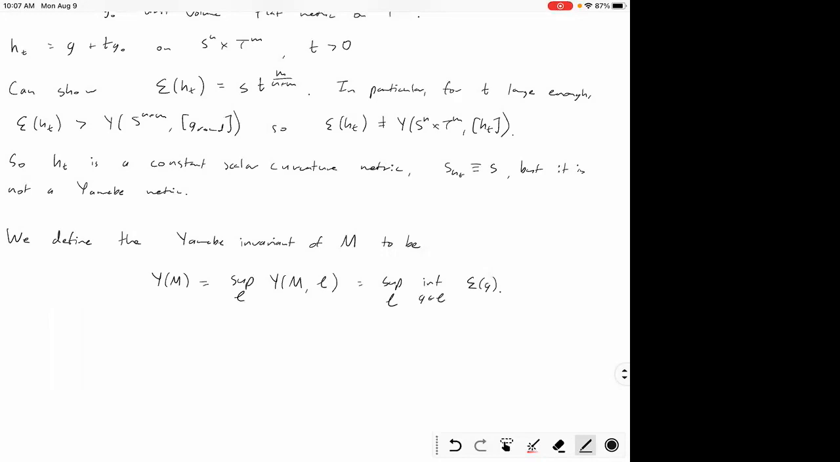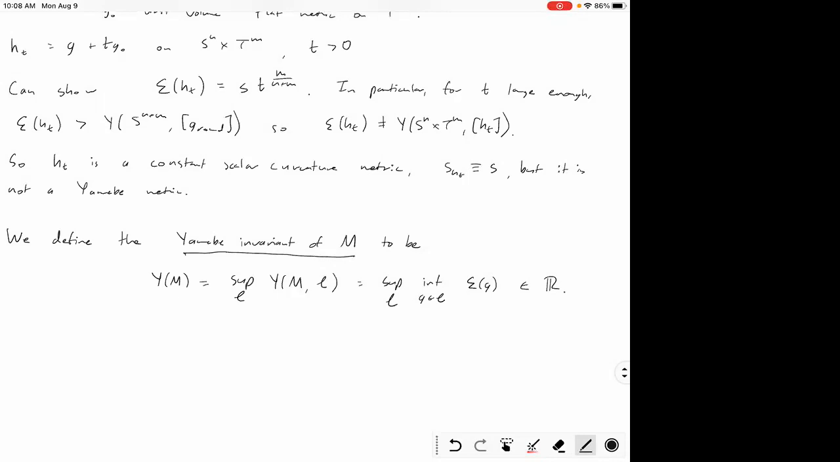Okay, so by Aubin's result, the set of these values is bounded above, so its supremum exists. So this will always be finite, it will always be a real number. So that's the Yamabe invariant of M that I kind of mentioned at the beginning of the talk with the overview. This is one of the two invariants we're going to be focusing on.